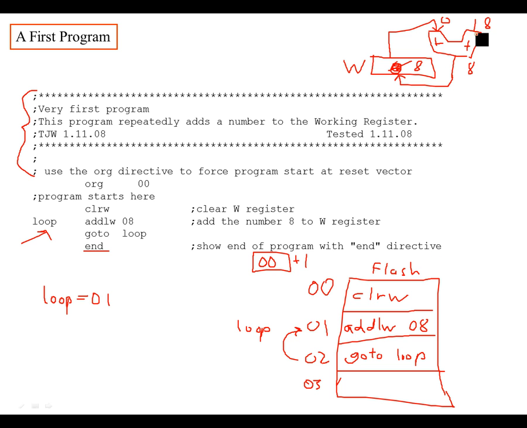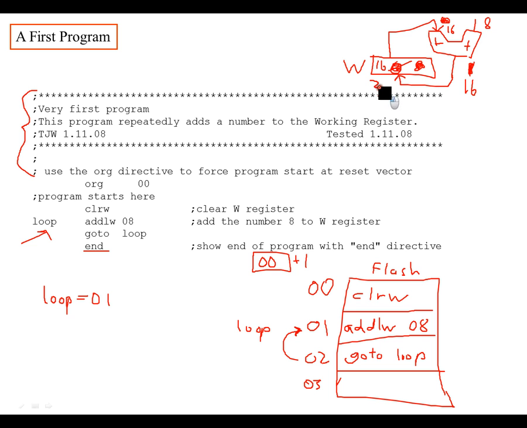So it's going to take 8, and now the value in W is 8, so 8 plus 8 is going to give you 16. And it's going to store the value in the W register, so that's going to be 16. And then it's going to go down to the go to loop, so it's going to go back to this 01 location, and then it's going to take 16 and add 8 again. It's just going to continue that over and over again.